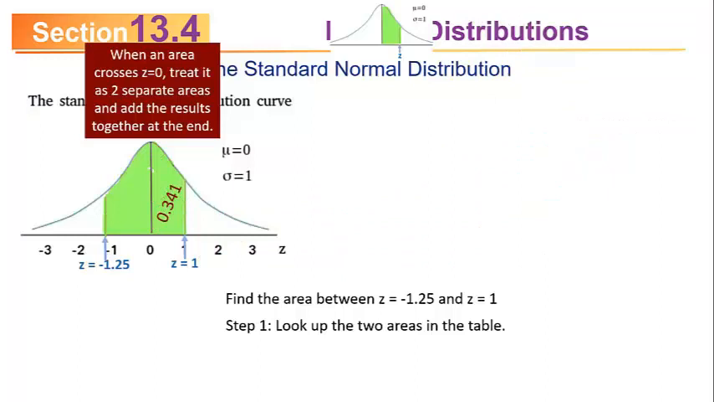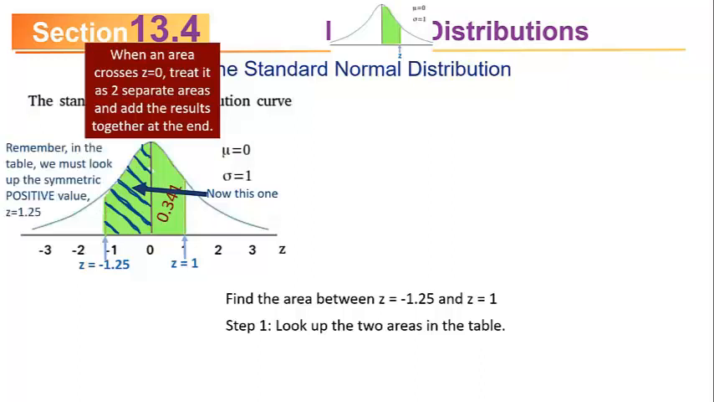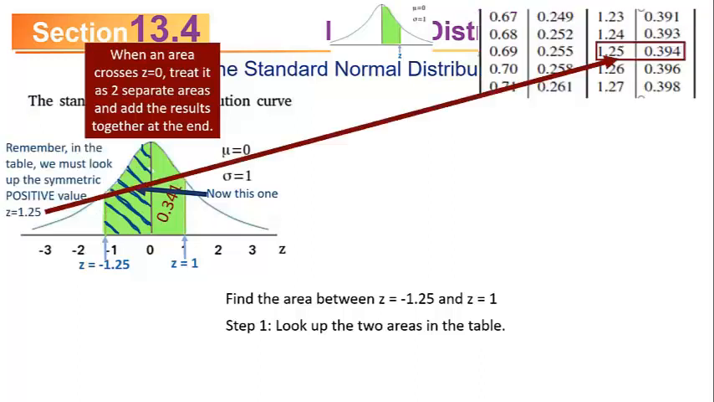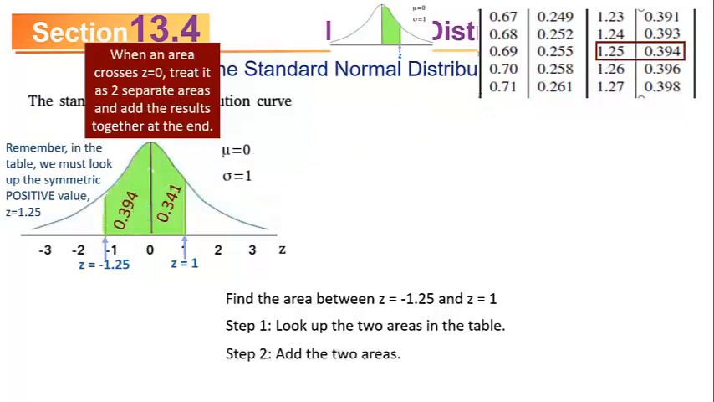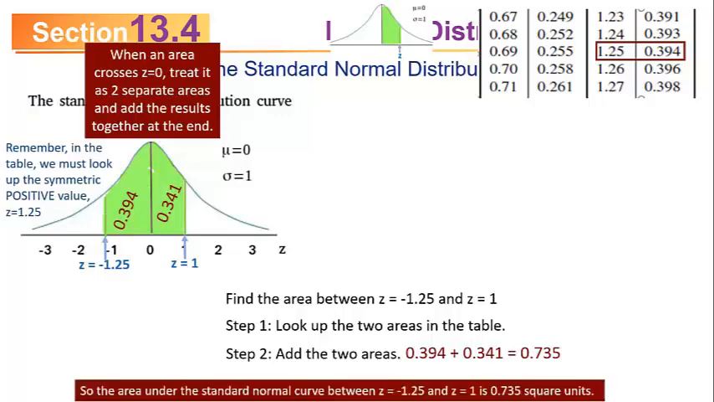Now take the area on the other side. It's negative 1.25, but remember, because of the symmetry, the area is the same as it would be if you went to the right to positive 1.25. So you still just need to look up 1.25 in the table. And that comes out to be 0.394. So you have both of those areas. If you want the total area, you just add them up. 0.394 plus 0.341 is 0.735.